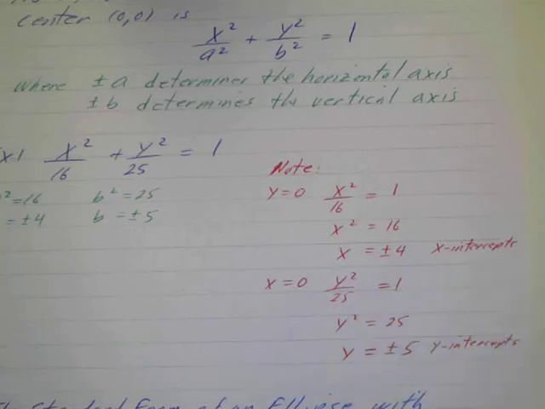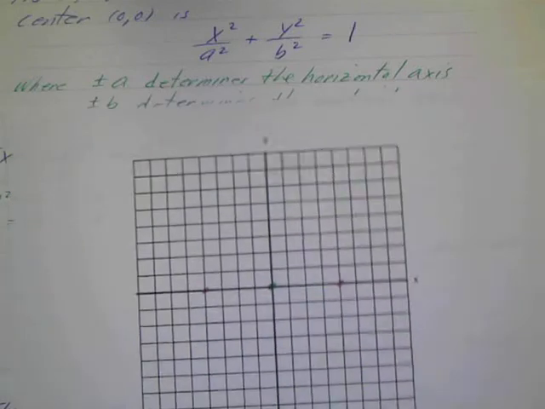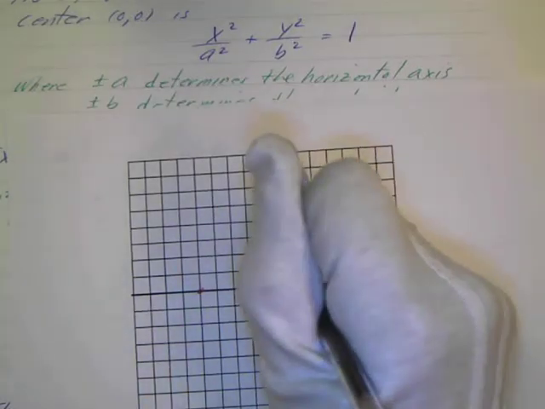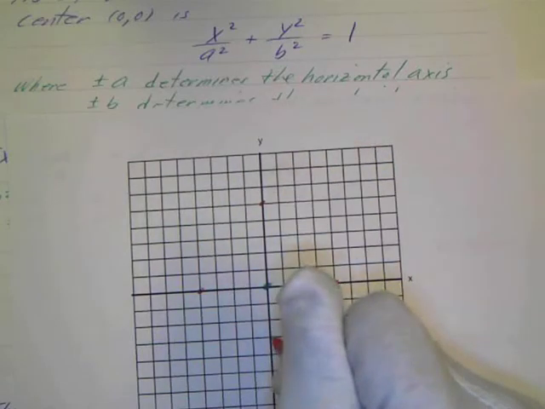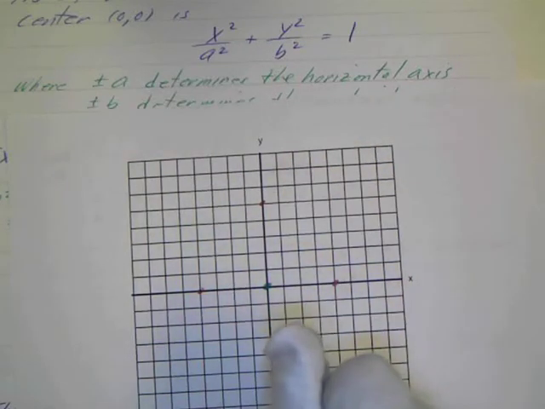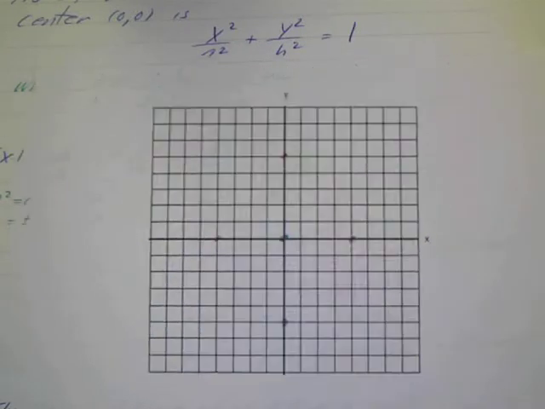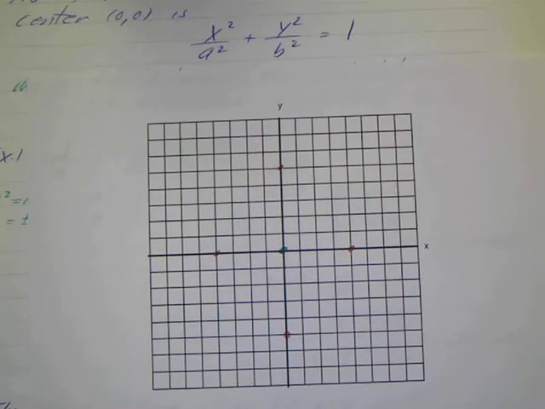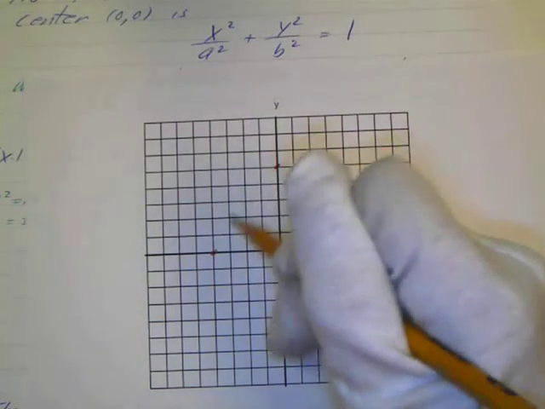This is just for an ellipse that's centered at 0, 0, but my y-intercepts are plus or minus 5. So if I want to graph this, I just put plus or minus 5. 1, 2, 3, 4, 5. And 1, 2, 3, 4, negative 5. Now those are your 4 intercepts. And then we can just connect these with a smooth curve.